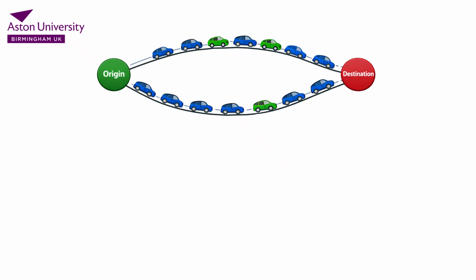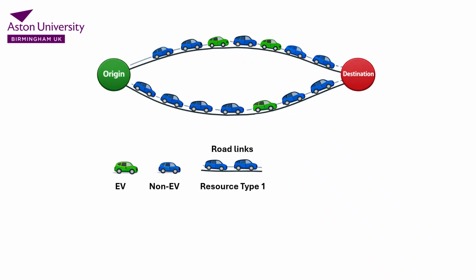To see how this works in practice, let's begin with a simple transportation setting. Consider a network used by both EV and non-EV drivers. All drivers travel through links, and these links act as congestible resources. We call them resource type 1 because they are shared by all vehicles on the network. As congestion on a link increases, that link becomes less attractive, since higher congestion leads to longer travel times.